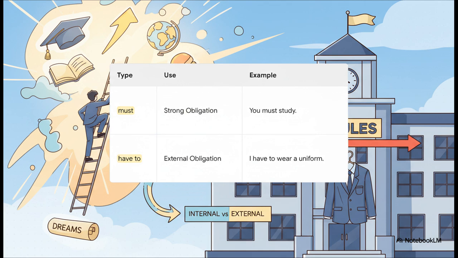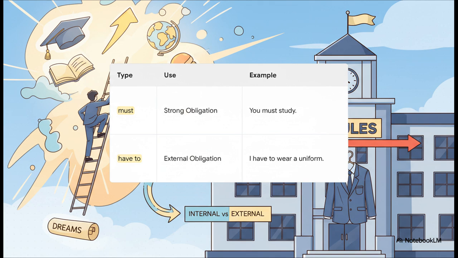Must is usually for an obligation that comes from the inside, from you, sesuatu yang datang dari dalam diri. For example, I must finish this project tonight. It's your own strong feeling. Have to, on the other hand, is for an external rule, aturan dari luar. For instance, at this school, students have to wear shoes. It's not a personal feeling, it's the rule.